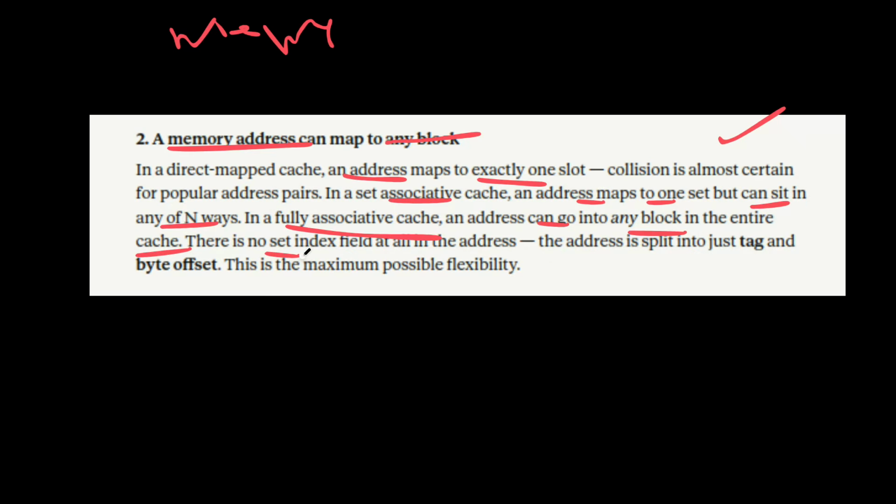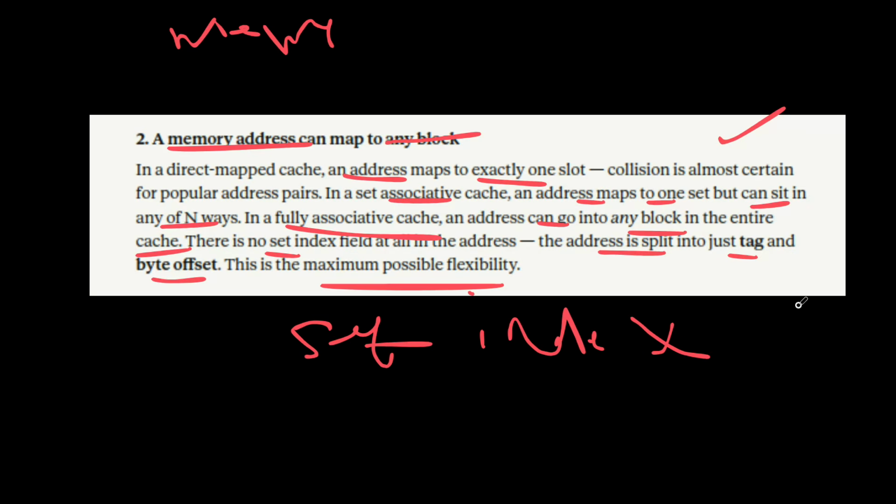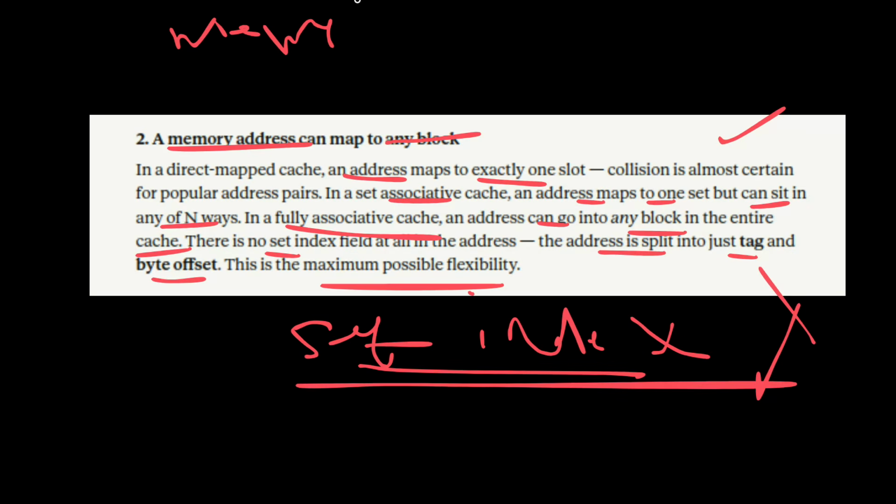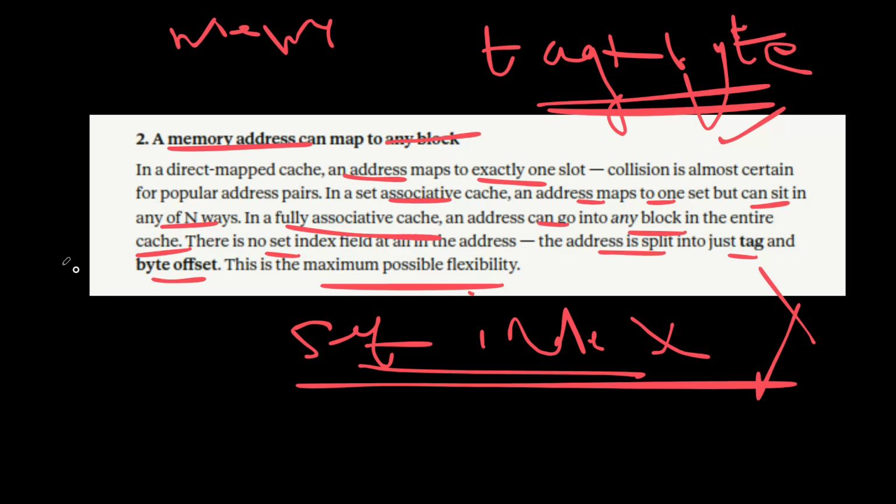There is no set index. There is only one set, so there is no set index. So the address is split just into tag and byte offset. There is no set index here; byte offset and tag are the only fields. Why is there no set index? Because there is only one set in which it can go, so we don't need to specify the set index here.